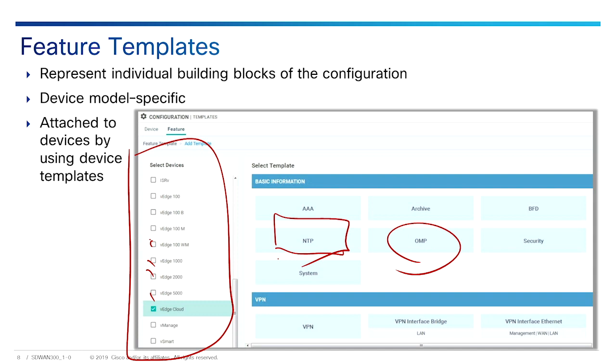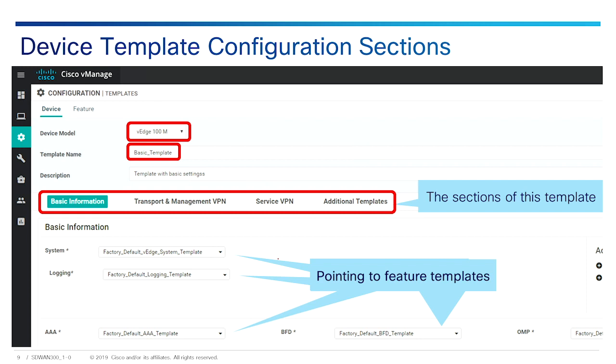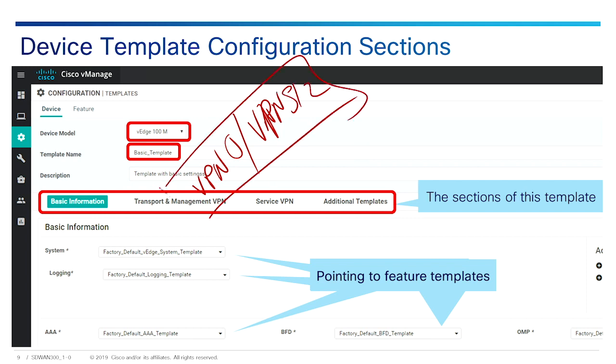Let's see. So all this is going to make sense in a bit, and I'll show you how these tie together, okay? Besides all the information we discussed, the device template has 4 main sections, okay? We've got our basic information and transport and management VPN, our service VPN, and any additional templates, all right? So remember, this is VPN 0 and VPN 512, okay? These are going to be separate because every device is going to have these. Remember, VPN 512 is our management.